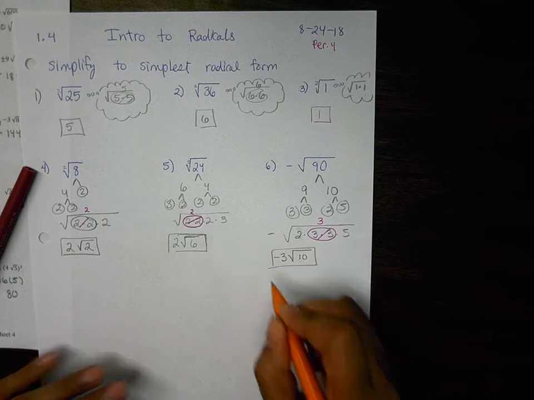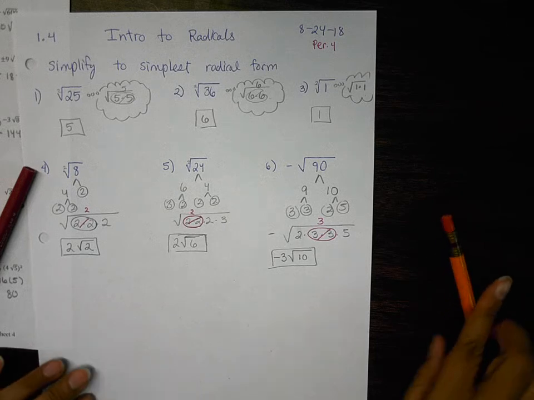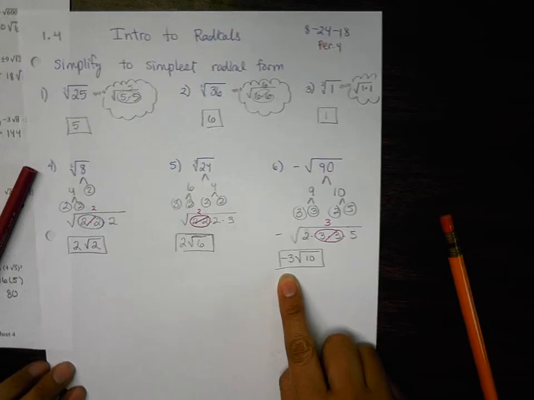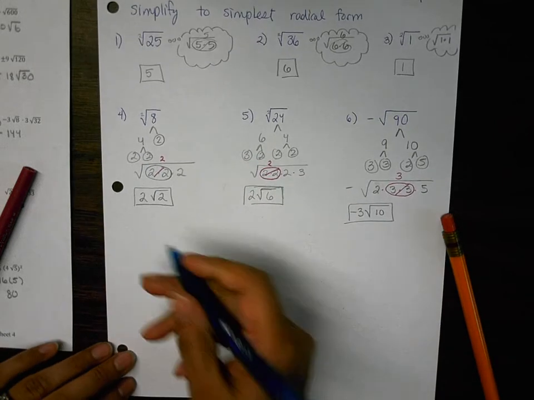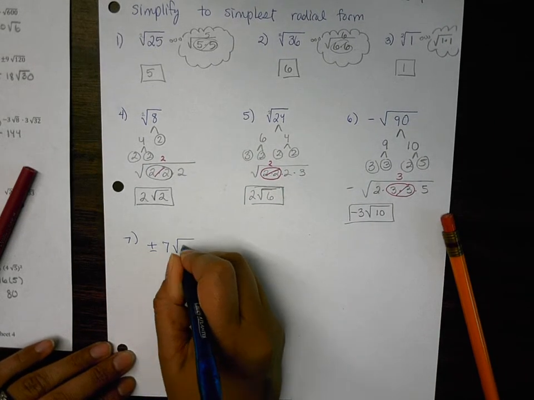Did anybody get that on their own before I started to explain? Good job. Does that make sense? So it stays negative, because that negative just tags on to the end. Okay, all right, good. Number 7: plus or minus 7 root 120.